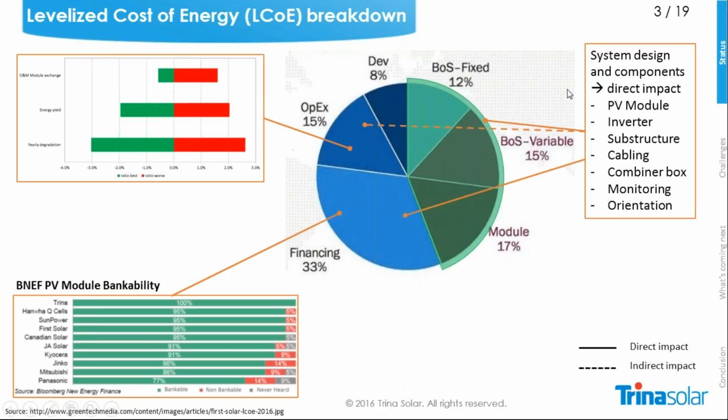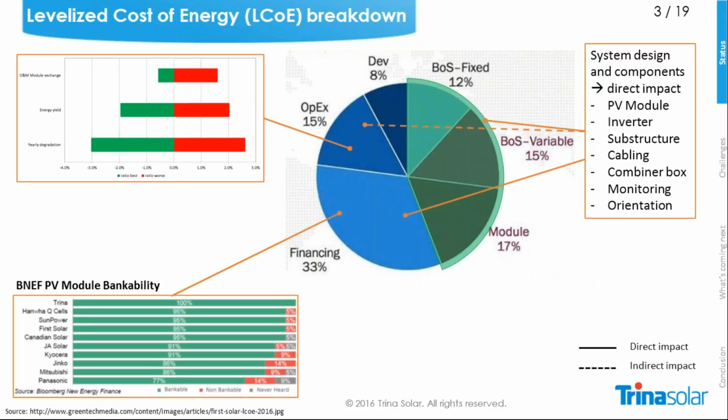For example, the system design for sure has a direct impact on the green marked area, on the system, because of the components, the component costs, and the finance. The financing is impacted by the bankability. For example, Trina was placed at number 1 in the Bloomberg research as the most bankable module you can find in the market. And then we also have an indirect impact on the operation and maintenance. Why indirect, from the system design?